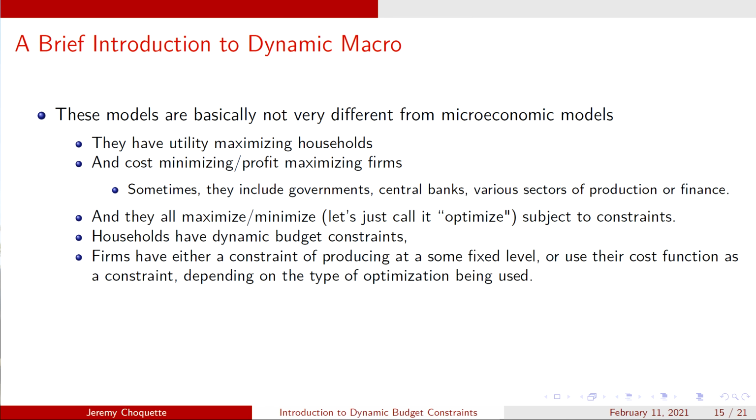Households have dynamic budget constraints. Firms have either a constraint for producing at some fixed level, or they use their cost function as a constraint, depending on the type of optimization being used, right? Because cost minimization implies profit maximization. Profit maximization does not imply cost minimization.